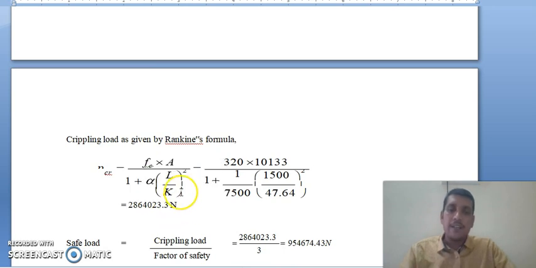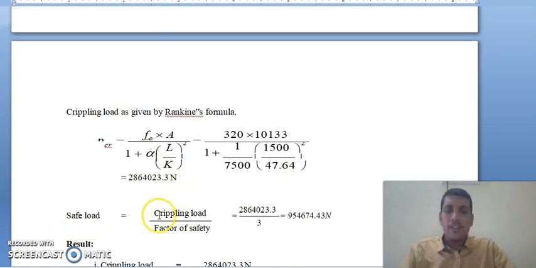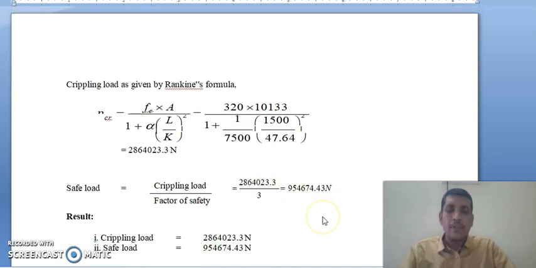2864023.3 Newton. Now the safe load is equal to crippling load divided by factor of safety. The crippling load divided by factor of safety, we are getting this value 954,674.43 Newton. Now the crippling load, that is the load of failure, by Rankine's value, crippling load equal to 2864023.3 Newton. Safe load equal to 954,674.43 Newton.